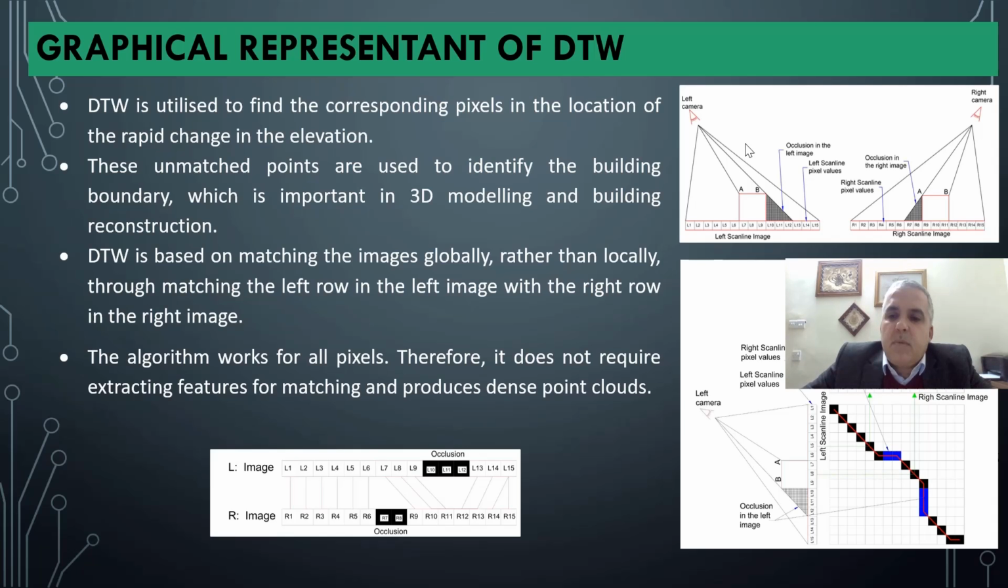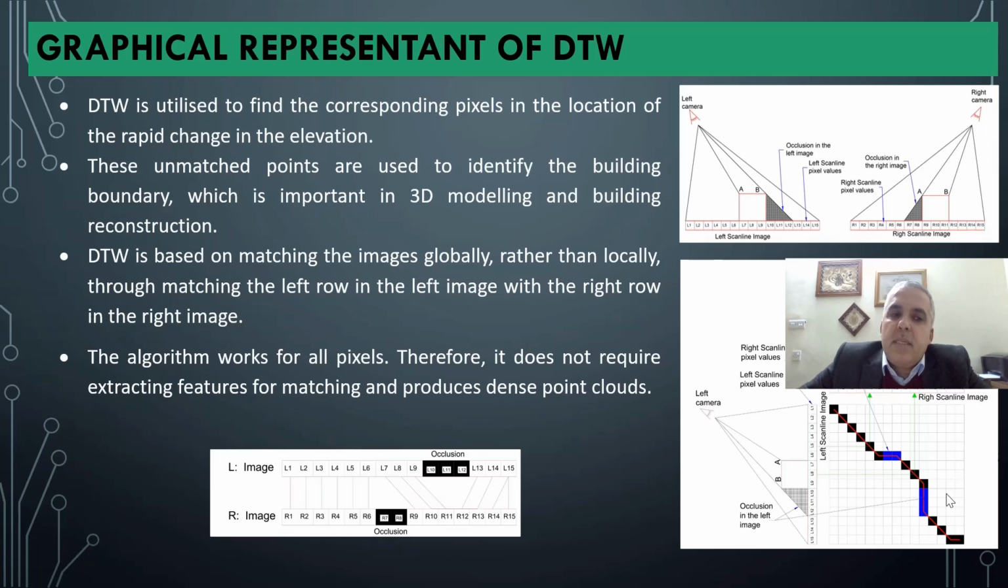Therefore, dynamic programming tells us the location of the occlusions, which can later be used for building boundary extraction. As you can see here, the black dots are the perfect matches, while the blue ones are points it couldn't match, and therefore they will be considered as occluded or building boundary.